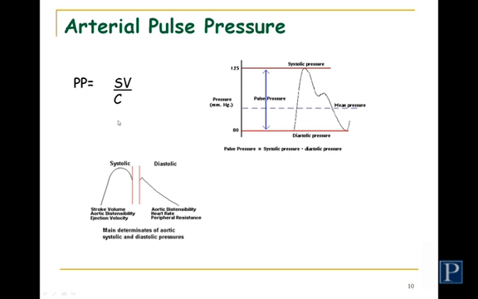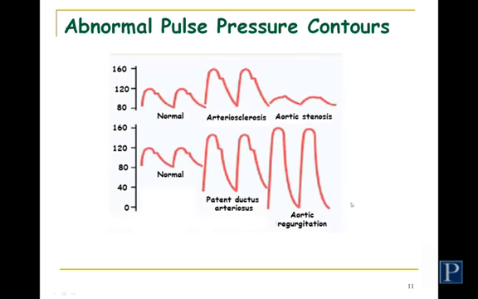So let's see if we can apply this to some conditions that may occur in a patient. What we're seeing here is a normal pulse pressure curve on the left, and we're comparing it to what we would see with some other conditions. So you'll notice, let's do aortic stenosis. That one's the easiest. With aortic stenosis, you notice that the pulse pressure curve is not as high. The pulse pressure is lower.